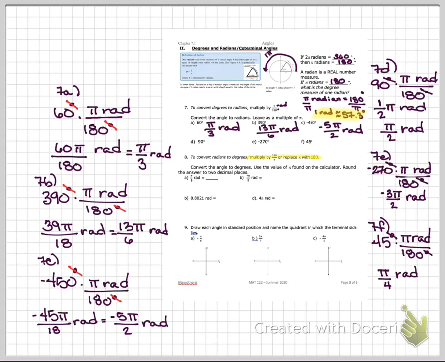And so what I'm going to do is I'm going to slide over here real quick, just take a blank page and do these separately. So 8a, we have pi over 6 radians.